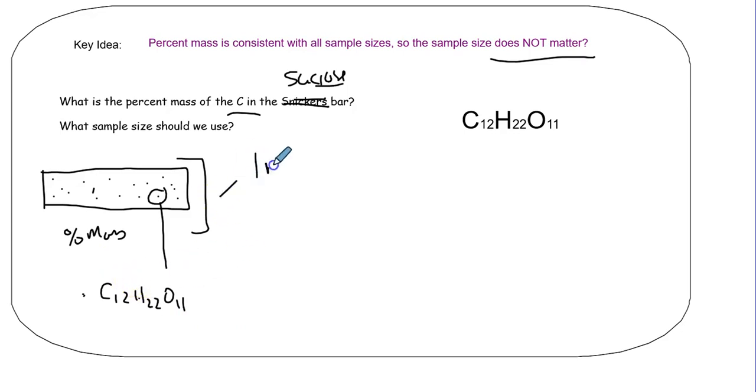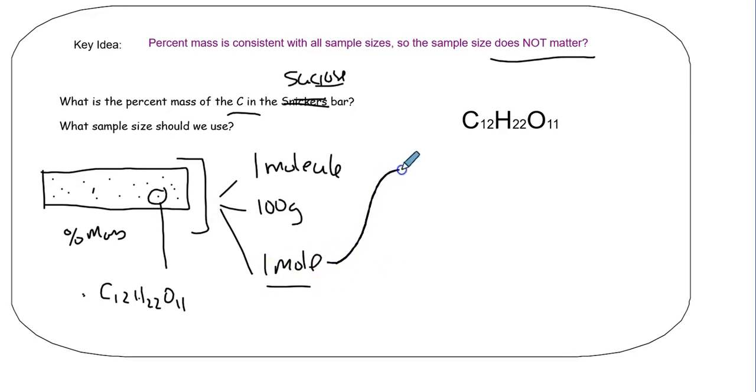You could use 1 molecule, or you could use 10 grams, or you could use 1 mole. Okay, we just talked about that. And we're going to use a mole because on the periodic table, it is very convenient to look on there and see all the values. So we're going to get the mass of 1 mole, which is also called the molar mass, or the molecular weight.